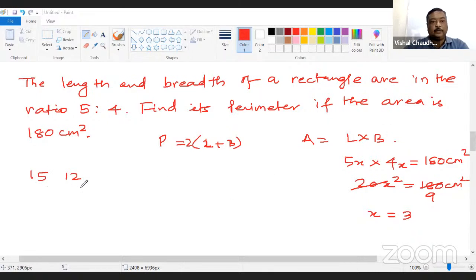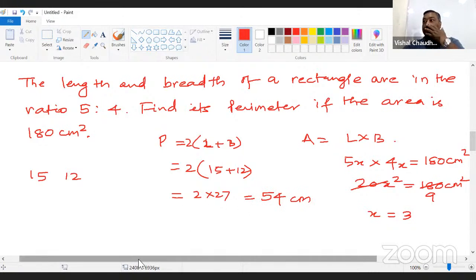15 and 12 are your sides. So perimeter will be what? Perimeter will be 2 into (15 plus 12), and that is 2 into 27, and it will become your 54 centimeters. Okay, guys.